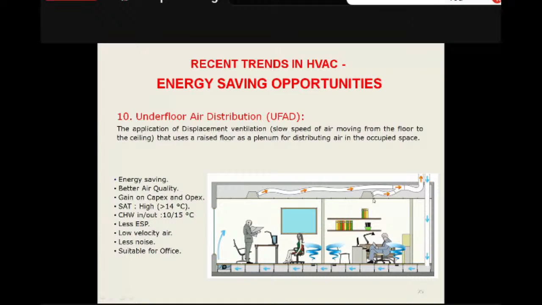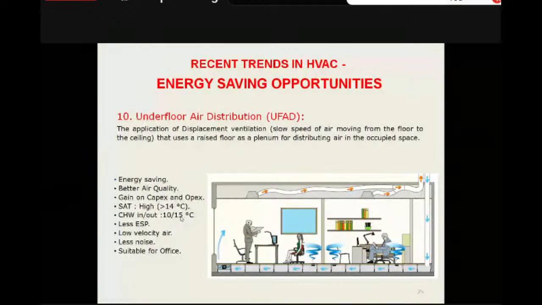In conventional systems, we have to give an AHU outlet temperature normally of 12 to 13 degrees Celsius. Whereas in this underfloor air distribution, we can give around 14 or more than 14 degrees Celsius. So there is a huge saving on the air side. As I said earlier, the AHU requires chilled water at 7 degrees in and 12 degrees out. Here the chilled water in and out temperatures are also higher. So both on the air side and the water side, huge energy saving is possible.